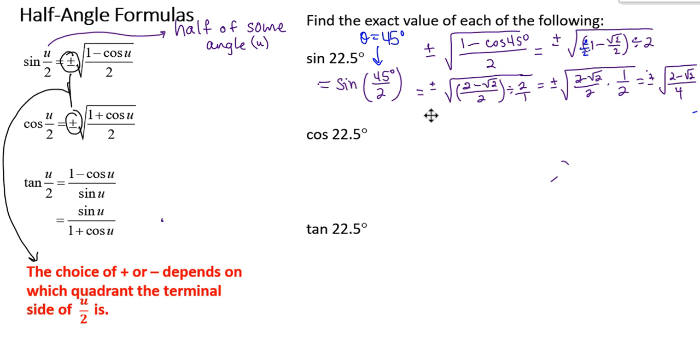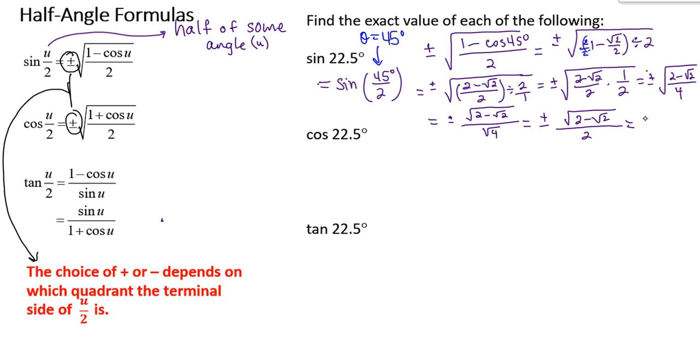All right, now let's split that up into the top and bottom. So again, plus or minus. On top, it's going to be the square root of 2 minus square root of 2, and on bottom it's square root of 4, so plus or minus square root of 2 minus square root of 2 over 2.